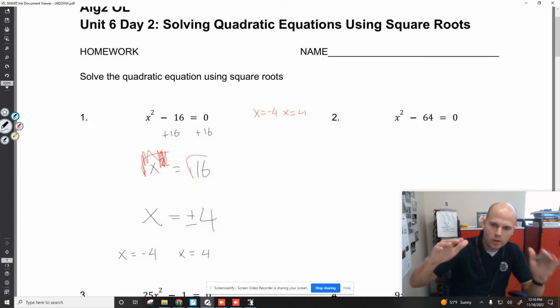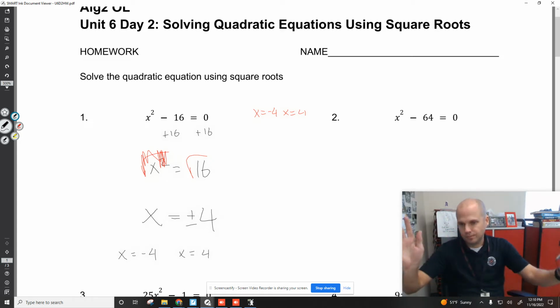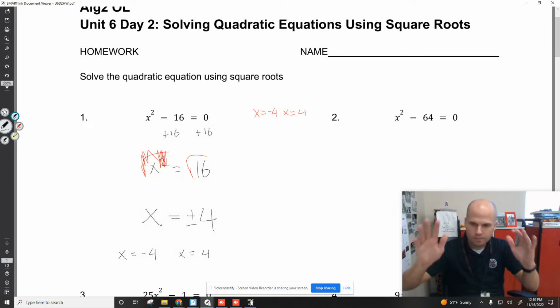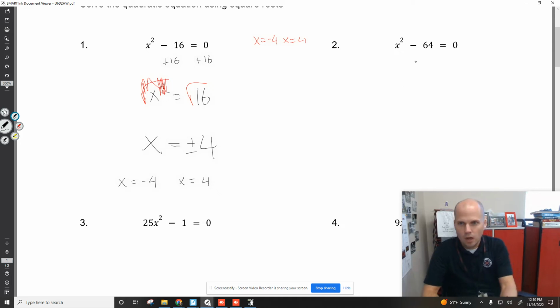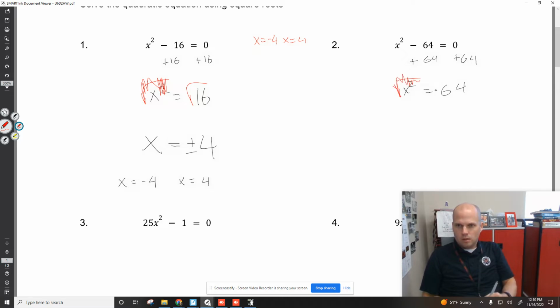If you use a square root to solve an equation, you need a plus or minus. That's it. Isolate the square, square root both sides, solve, and we're good. This guy here, isolate the square, I'm going to get rid of the 64. Adding the opposite. Square root both sides. The square root will undo the square. They die in a glorious battle.